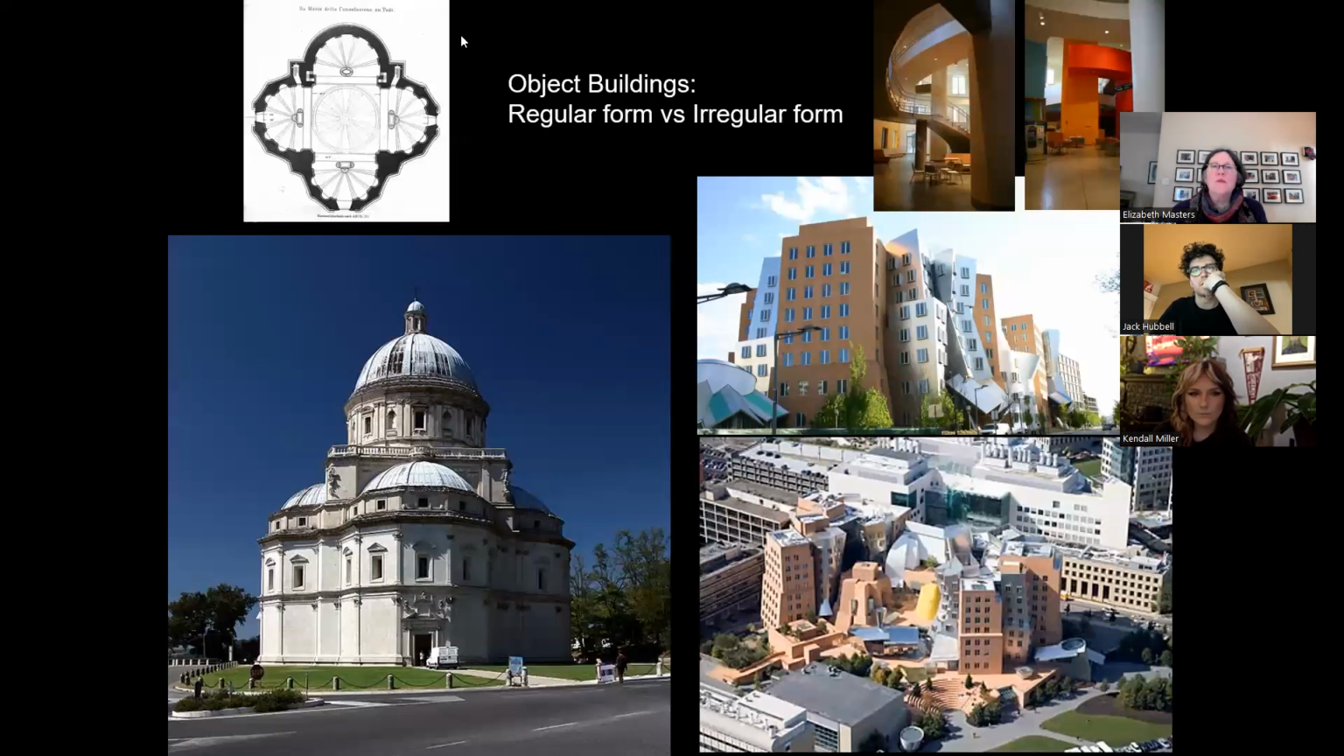So an object building, let me see if I can move this out of the way here. An object building, I talked about this a little bit last week, is something that we can walk around and we're focused on, like Santa Maria della Consolazione in Todi, or the Stata Center. Here, this is Frank Gehry at MIT. It really sort of commands attention.